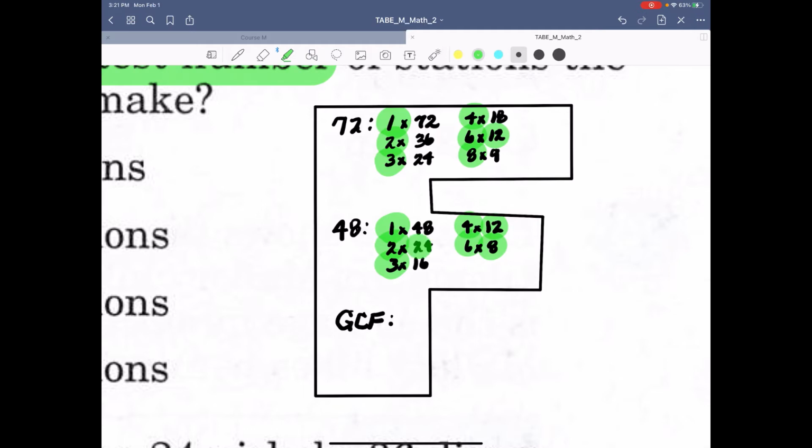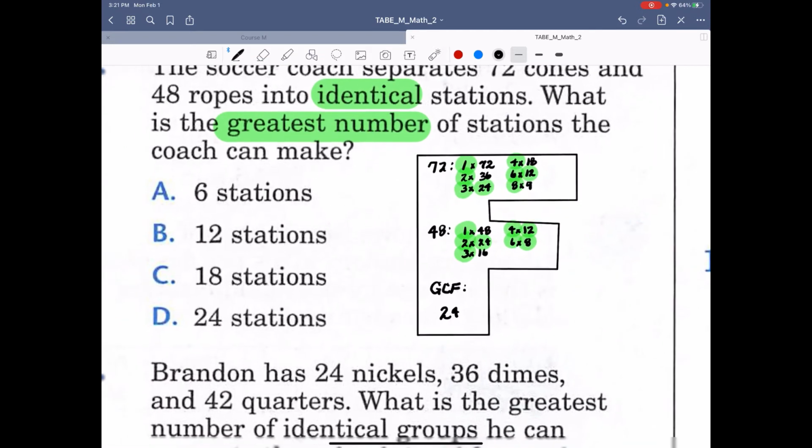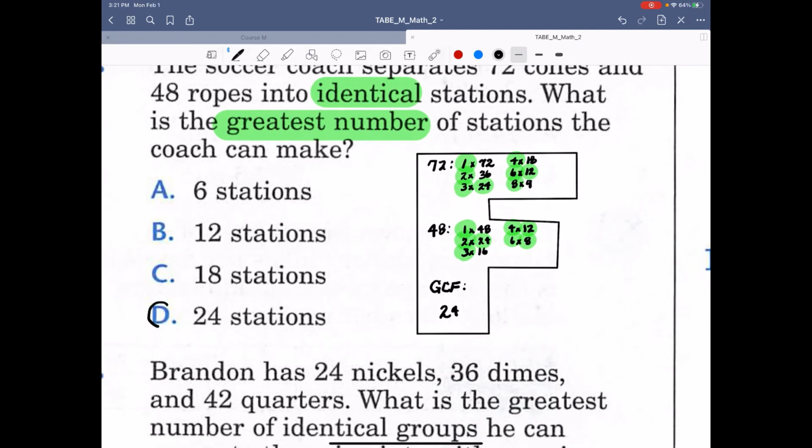They both have a 24. And I think that's the biggest one. So the greatest common factor they have is 24. And that will give you your answer. The coach can make 24 of these stations.